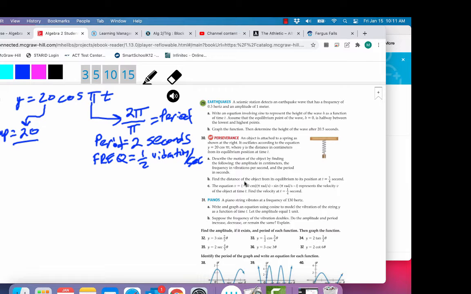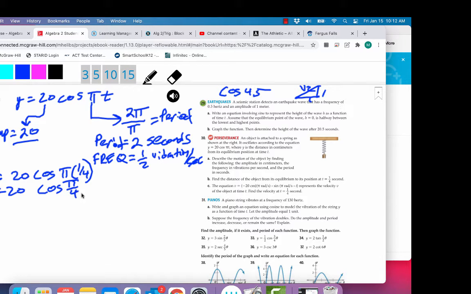Then it says find the distance of the object from its equilibrium at time equals 1/4. So y is the distance, 20 cosine of pi times 1/4. Well, that's 20 times the cosine of pi over 4. We've been doing cosine of pi over 4 for a while now. The cosine of pi over 4 is 45 degrees. So what's the cosine of 45? It's 1 over the square root of 2, or square root of 2 over 2.